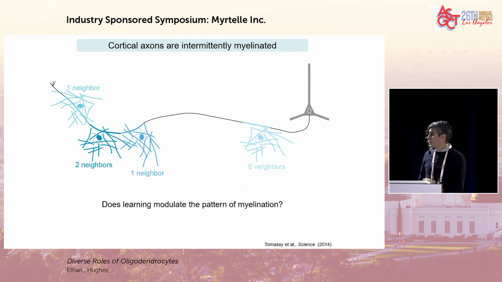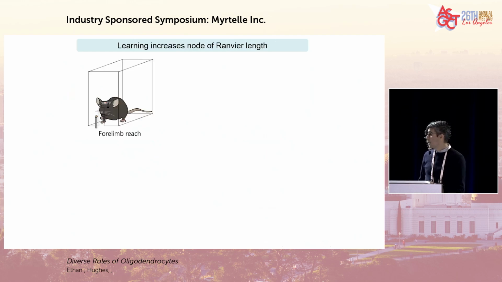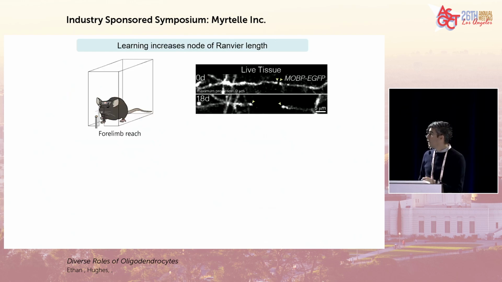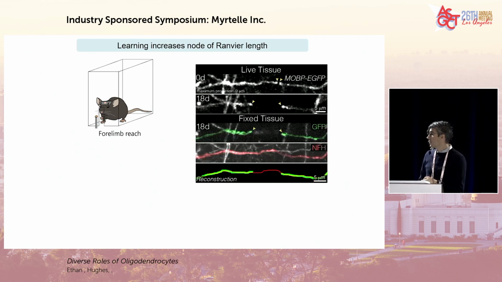So what we wanted to look at specifically is, does learning modulate the pattern of myelination along these intermittently myelinated axons in the cortex? And so again, we used our 4LM reach, and now we can look at individual nodes of Ranvier. These are the gaps in between myelinated sheaths. And what we found, to our surprise, is that myelin sheaths can actually retract, elongating these nodes of Ranvier, which are the sites of action potential initiation, and this is associated with learning.